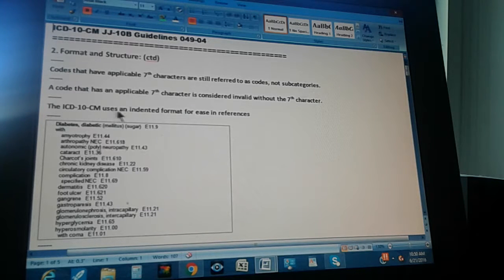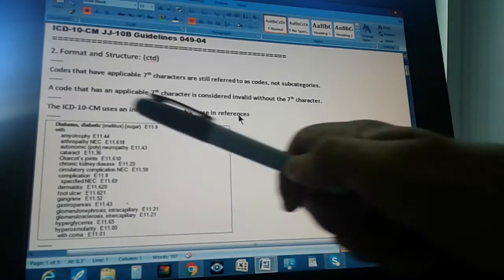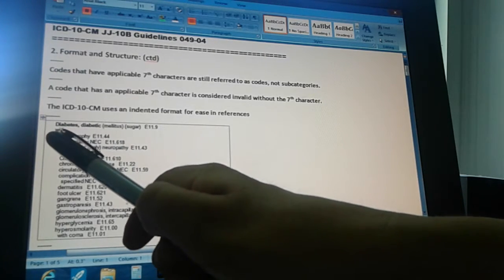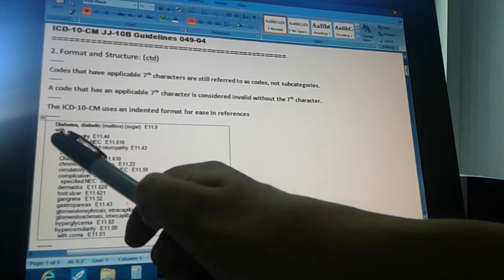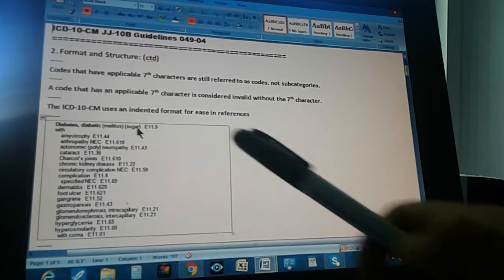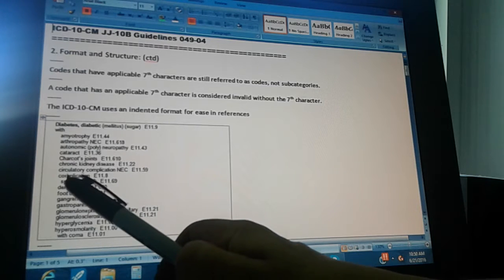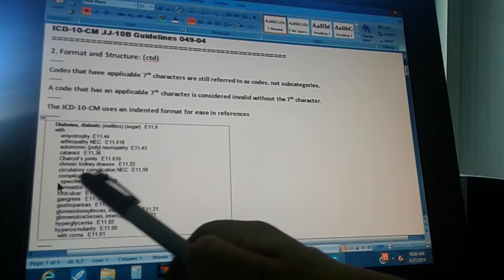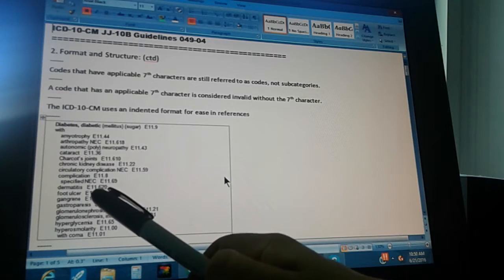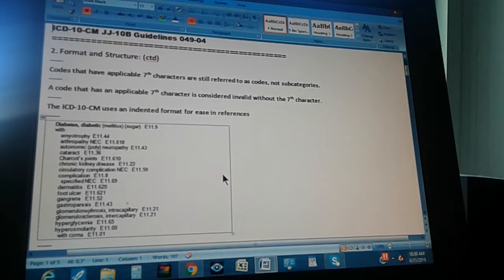The ICD-10-CM uses an indented format for ease in reference. To make it easy to reference which ones are subcategories, there's an indentation. You see diabetes here, and after it there's an indentation, moved a little to the right. And when there is another move to the right, you see complication, and then another little move to the right. That's called indentation, and that's what they use so you can visually see all the subcategories. So this is our theory for today.